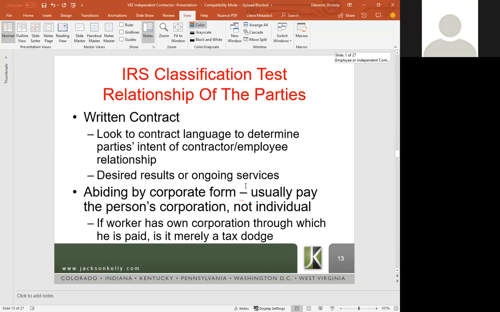How is that individual being paid? It could be a scheme or a way to tax dodge. If they had to consider that, they would, but it's not a huge factor. As long as that person has a company set up to receive payments, or you're paying the company, you should meet the IC status.